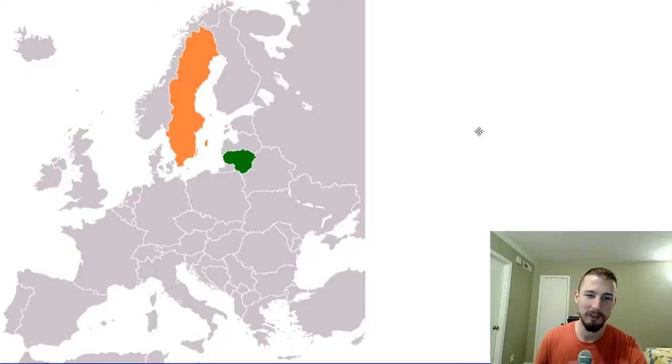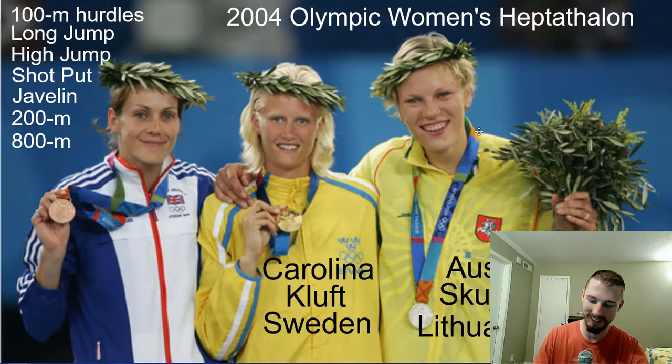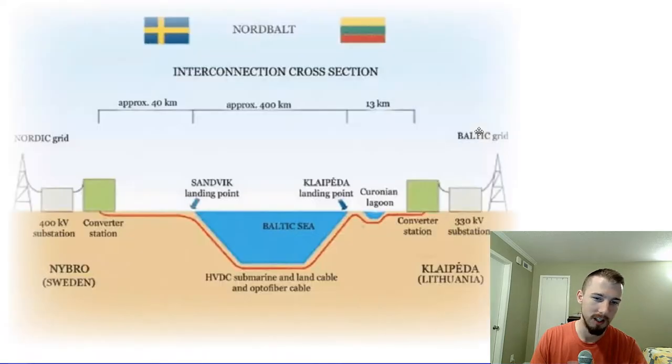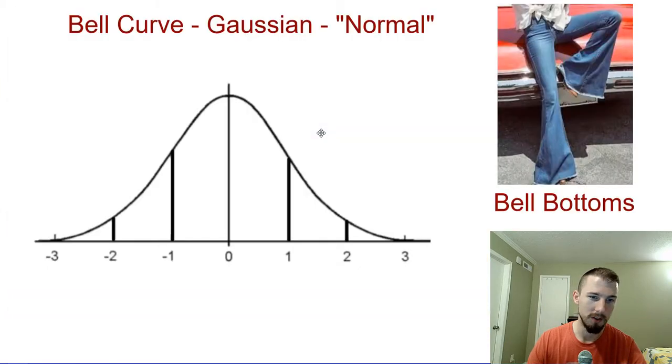Anyway, so Sweden and Lithuania, there they are on the map, both Scandinavian countries. That's why they look like they're sisters. Probably. They're probably related. They look like Vikings to me. Anyway, apparently Lithuania and Sweden share electricity. They have this substation in Lithuania, and then over here in Sweden, under the Baltic Sea, they have the land cable and optic fiber cable. So they share more than just their gene pool, also electricity apparently.